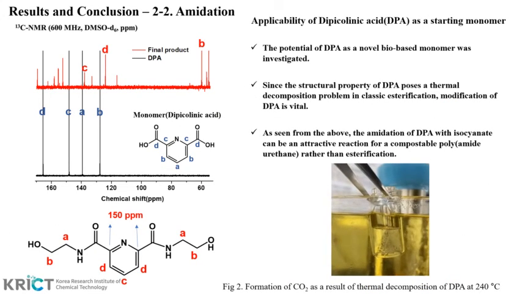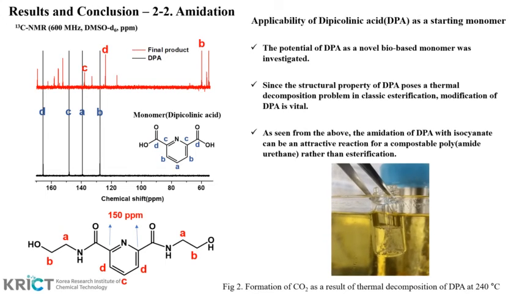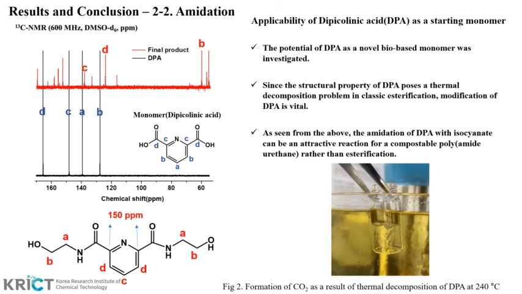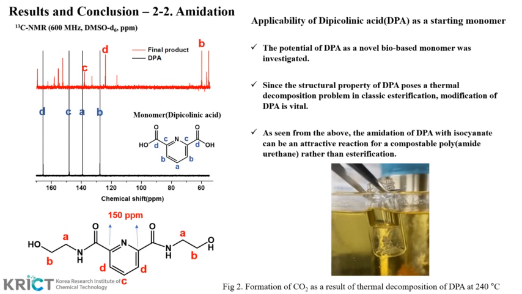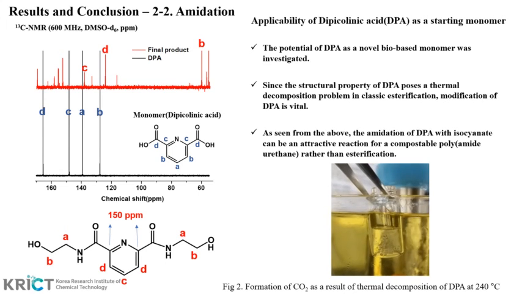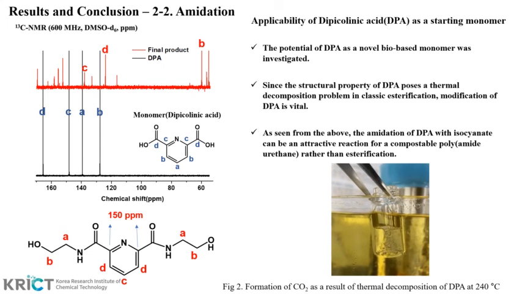As a carbon NMR result of amidation, the monomer disappeared. Some peaks of final products can be thought of as a target material. However, there are too many peaks than 8, which is estimated from the target structure. So I guess the yield of synthesizing is quite low and most of the reactions will be side reactions. Consequently, the potential of DPA as a novel bio-based monomer was investigated.